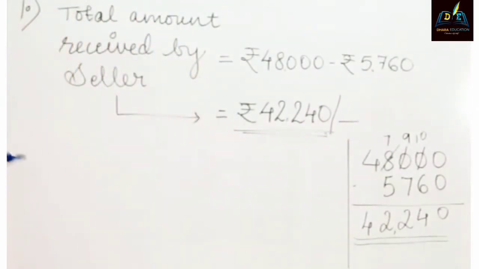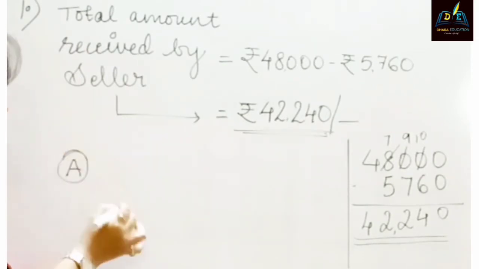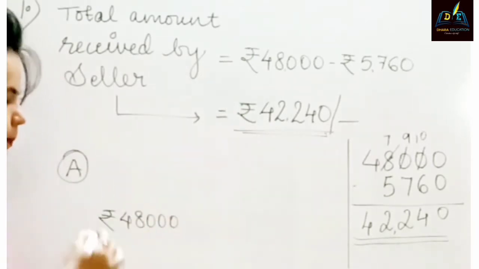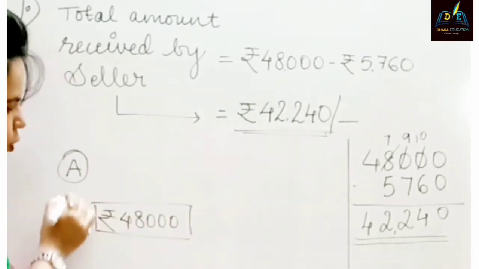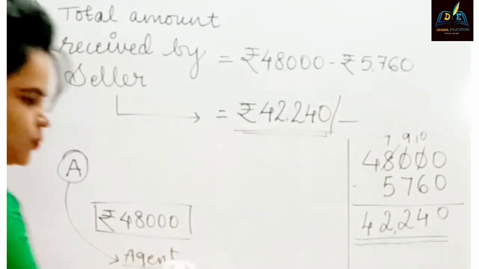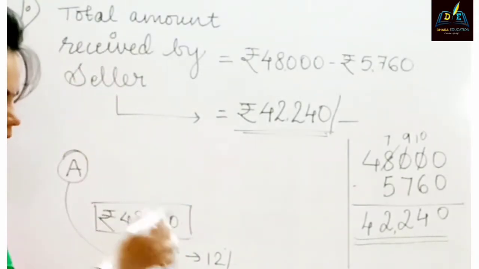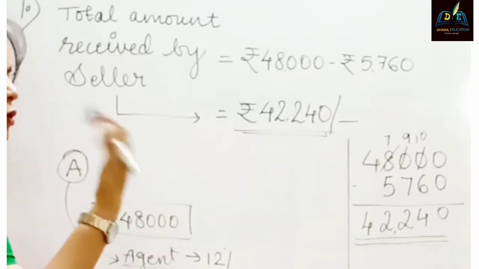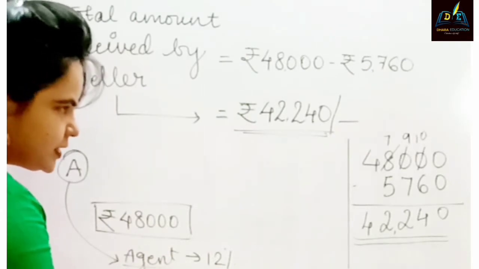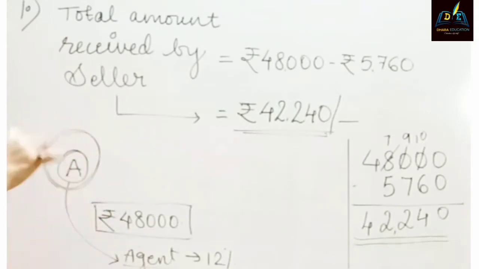Now I will make you understand one more thing. Mr. A is the seller. The total sales amount is rupees 48,000. But he has to give the agent some commission, which is 12%. So if the total sale is 48,000 and the agent asks for 12% commission on that, he will get 5,760. Then the seller will get what exactly?